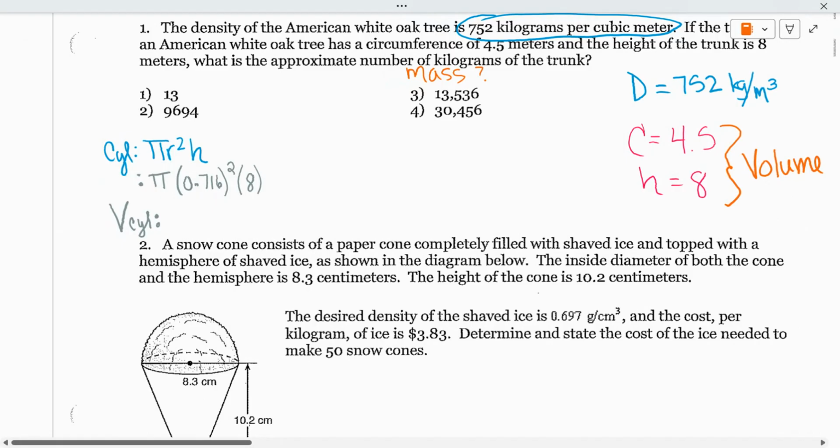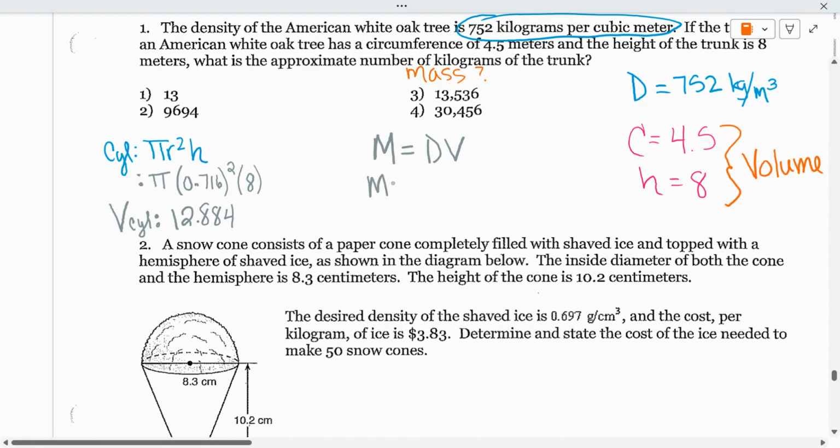Calculate that up. Pi times 0.716 squared times 8. 12.884. Okay, I think that we've done some rounding boo-boos maybe, but that's okay. We're gonna roll with it and see how close we get. Okay, so if I want to find the mass, I know that the mass equals the density times the volume.